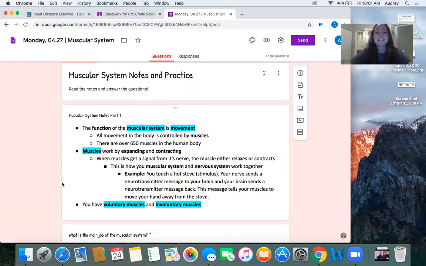Anyways, there are over 650 muscles in the human body. Muscles work by expanding and contracting. When muscles get a signal from its nerve, the muscle either relaxes or contracts. This is how your muscular system and nervous system work together. So for example, I'm going to use that hot stove example that was all over Friday's lesson for nervous system. You touch a hot stove, which remember is a stimulus. Your nerve sends a neurotransmitter message.